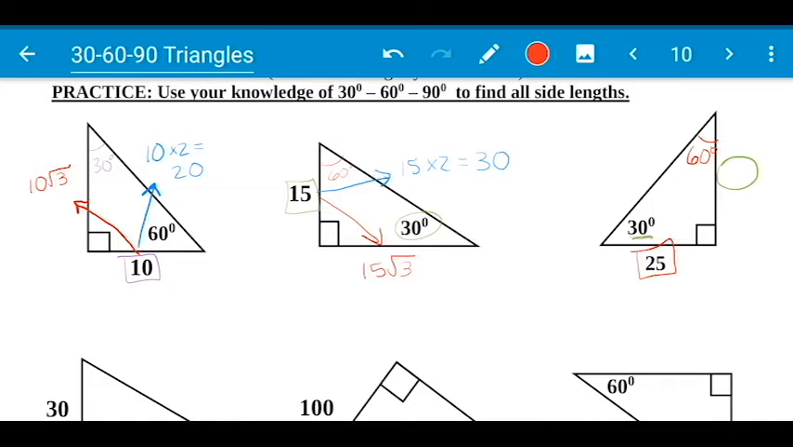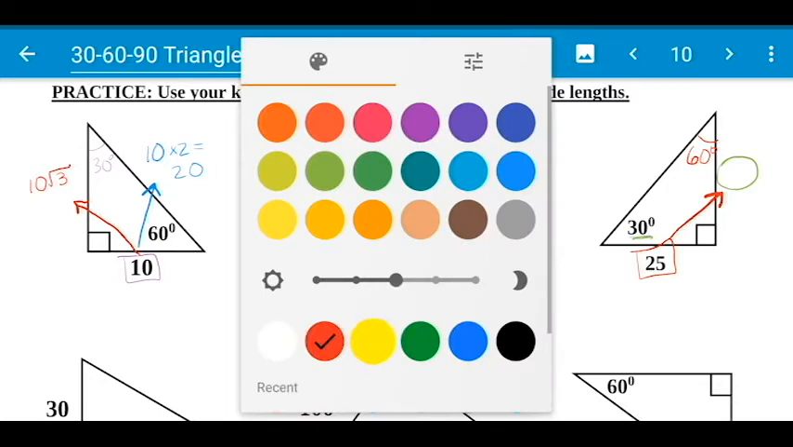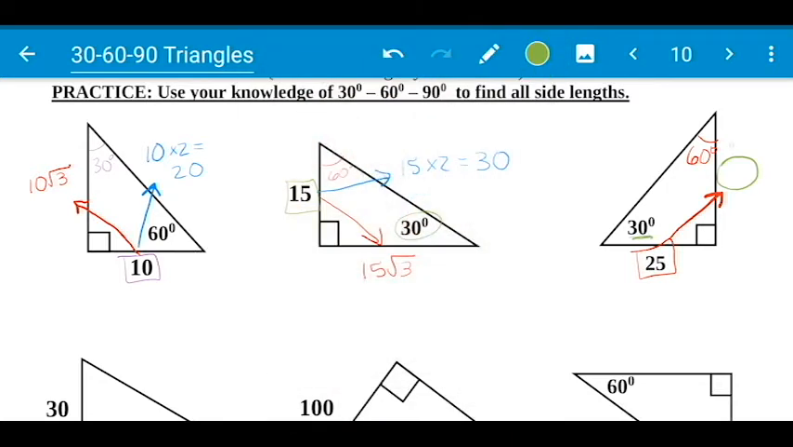So now we're going to have to go backwards. How do we get from 25 back to our shortest side? Well, if we're going from bigger to smaller, instead of multiplying, now we're going to divide. So we're going to take 25 and divide it by the square root of 3, the same factor that we had before.